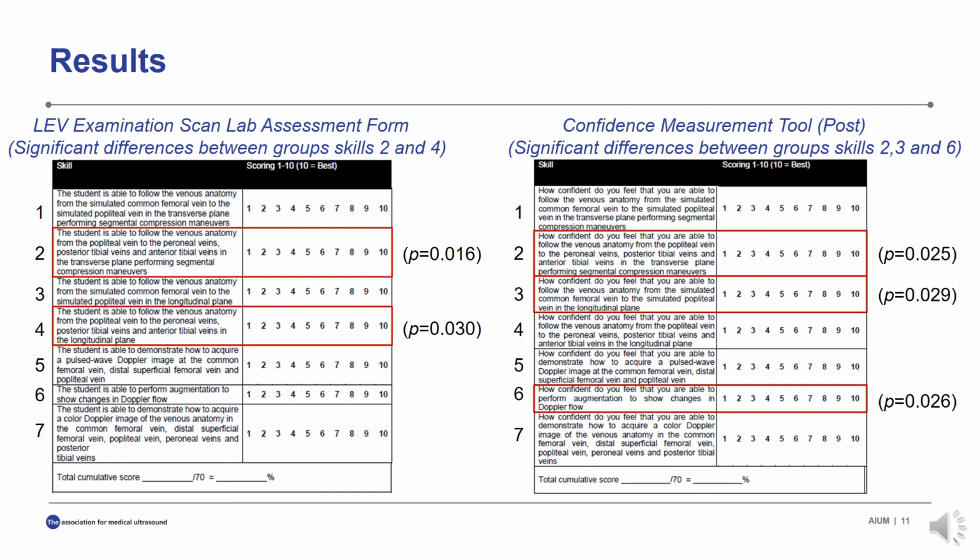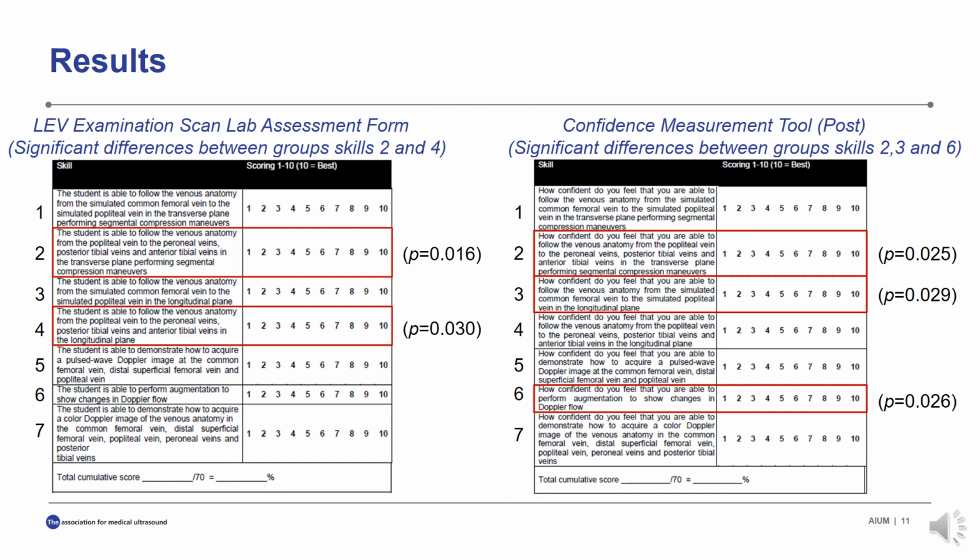Specific areas where Group 2 performed better than Group 1 in the scan lab assessments were scanning skills 2 and 4. Scanning skill 2 is the student is able to follow the venous anatomy from the popliteal vein to the peroneal veins, posterior tibial veins, and anterior tibial veins in the transverse plane, performing segmental compression maneuvers. And scanning skill 4, which is the student is able to follow the venous anatomy from the popliteal vein to the peroneal veins, posterior tibial veins, and anterior tibial veins in the longitudinal planes.